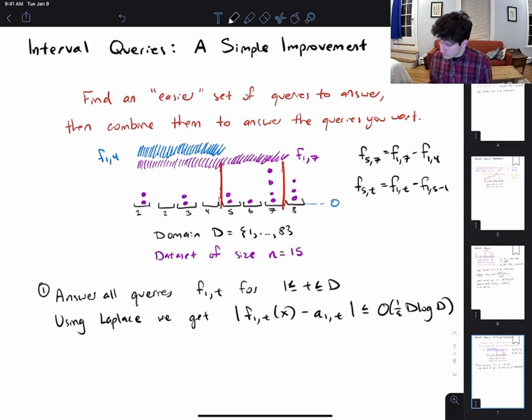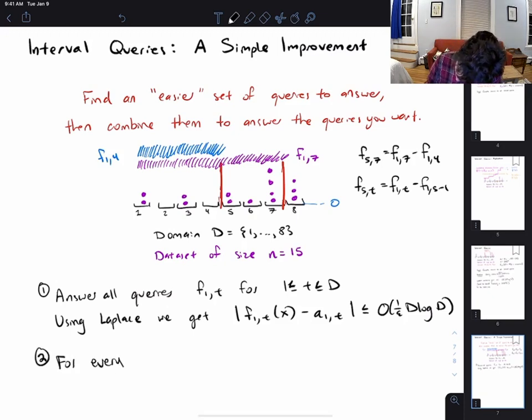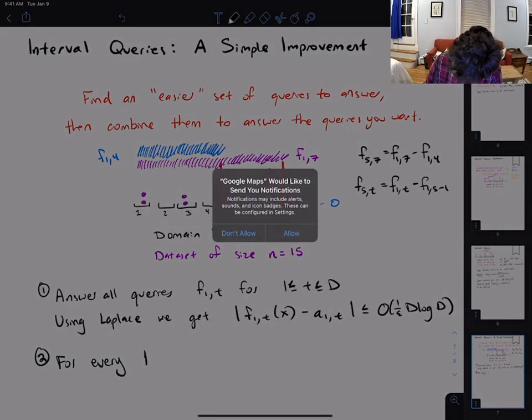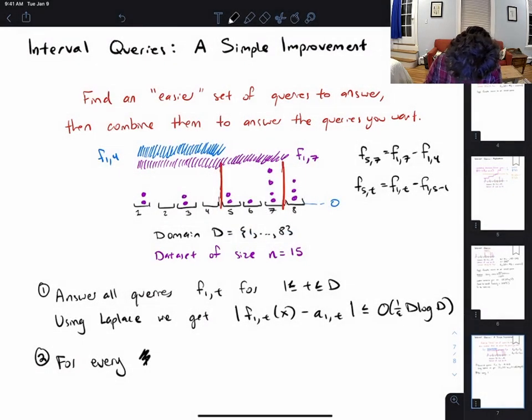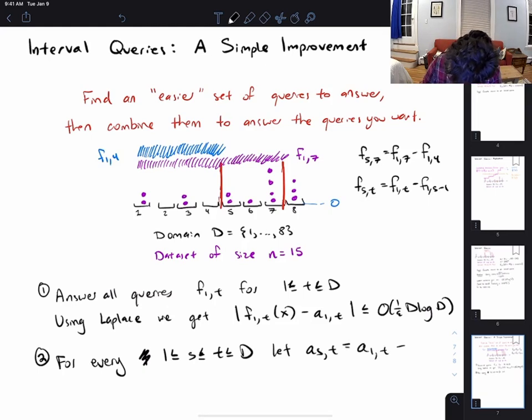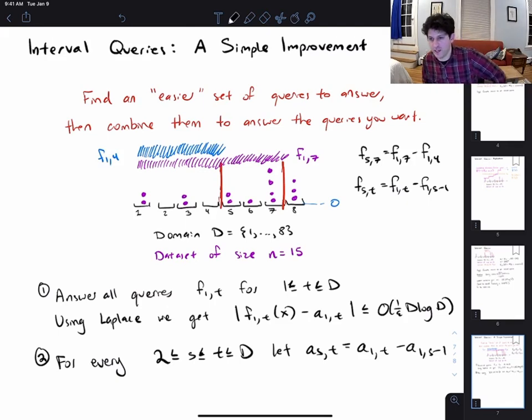Right, so for every query that I don't have the answer to, let's let a of s comma t be a of 1 comma t minus a of 1 comma s minus 1. I guess I should be just a little more precise. So the ones I don't have the answers to are the ones where s is at least 2. Okay, so now I have an answer to every query.